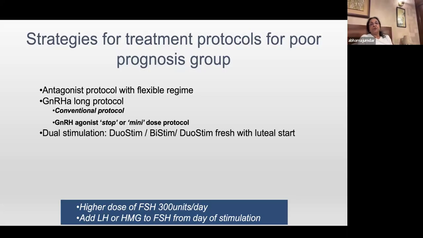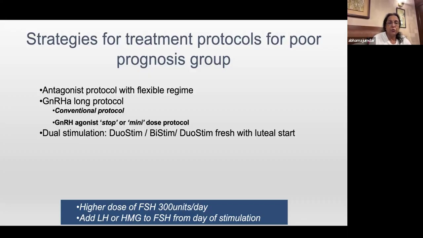Then we have stimulations where we do 2 stimulations back to back in order to get more oocytes, to make more embryos for these women who appear to be poor reserve patients, maybe high age patients. Even if they are young and they have a poor reserve, we may need to stimulate them maybe twice. And Duostim involves stimulation within 1 menstrual cycle twice, which can accumulate double the number of eggs. Bistim and make embryos.